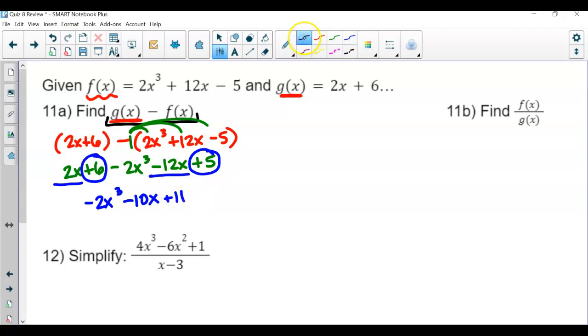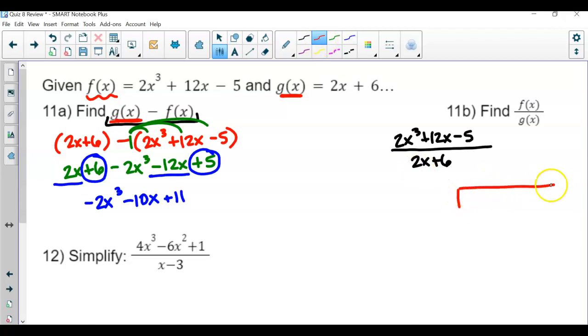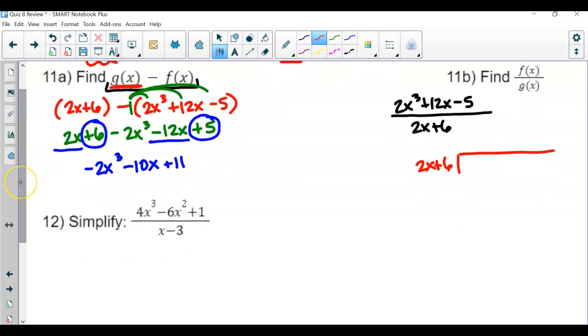Now number 11b, notice how you have the fraction bar, so this is division. So we are dividing 2x cubed plus 12x minus 5 by 2x plus 6. So because of the coefficient of 2 here, we do have to do long division. So I'm going to set up my long division here with my divisor. Now always check, do we need 0? Are we missing a term for division? Yes, because notice how the x's go from 3, 1, nothing. So we're missing the x squared term here. So always with division, check to see if you need a 0. So I have 2x cubed, but now plus 0x squared, then plus 12x minus 5.